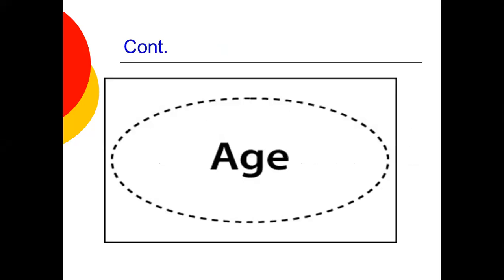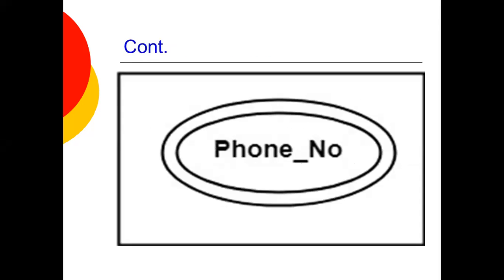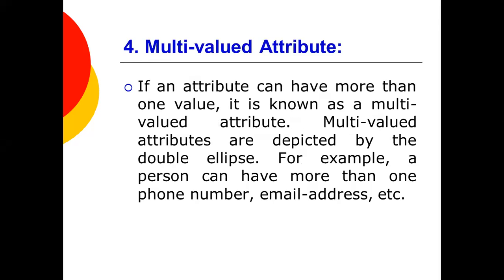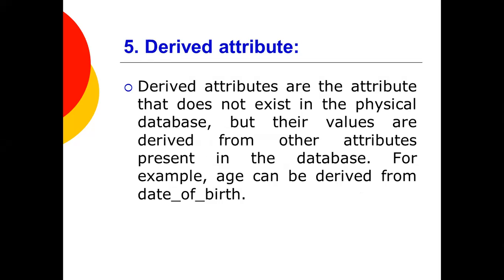Now this is one example, age. Similarly, I have already given the example of the phone number for the multi-valued attribute, and for the derived attribute we are not considering the age at all, but only the date of birth as an attribute. But we can calculate the age also.